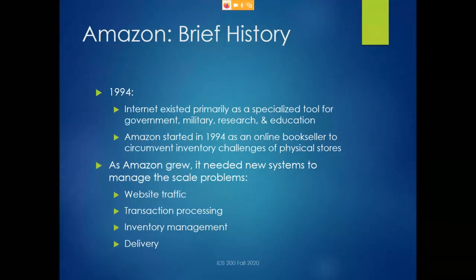In 1994, Amazon started selling. What they were trying to do is circumvent a lot of the major inventory challenges of physical stores.